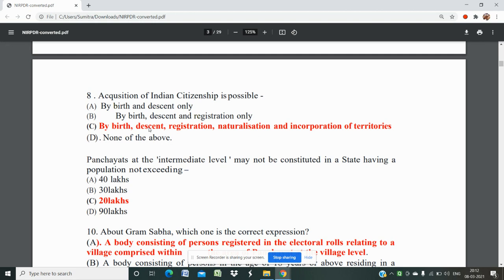Then, acquisition of Indian citizenship is also a concept. The broad topic of citizenship covers how a person or an individual can acquire Indian citizenship: by birth, by descent, by registration, by naturalization, and by incorporation of territories. These are the processes of adopting India as their national country, which they can adopt politically and legally.